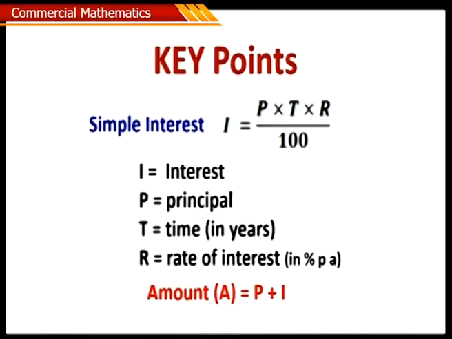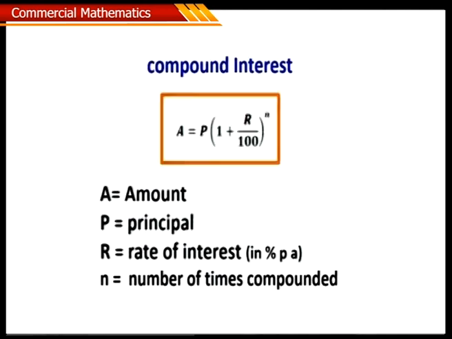Now, what are the key points in this? First, whenever we talk about simple interest, we know that the formula is I = PTR/100. While coming to compound interest, the formula is A = P(1 + R/100)^n. Then, what is the basic difference between simple interest and compound interest? In simple interest, the principal amount remains the same. On the other hand, in compound interest, the principal keeps on changing.